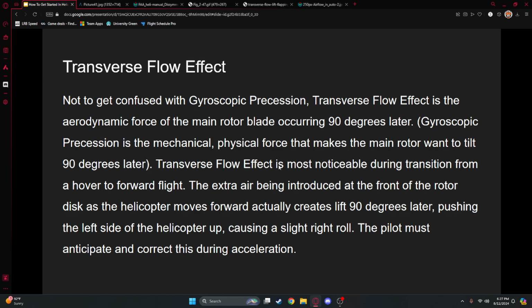So transverse flow effect is most noticeable during transition from a hover to forward flight. The extra air being introduced at the front of the rotor disc as the helicopter moves forward actually creates lift 90 degrees later, which will push the left side of the helicopter up, causing a slight right roll. The pilot must anticipate and correct this during acceleration to stay straight.